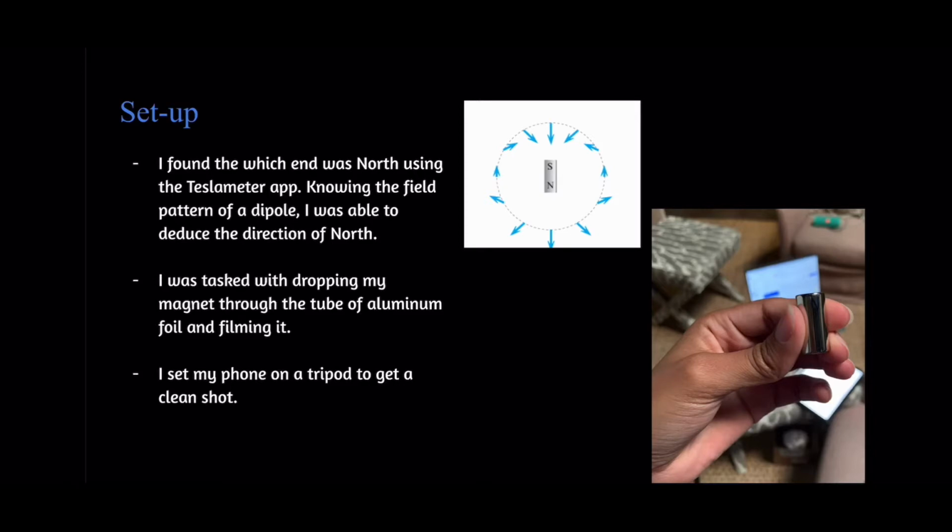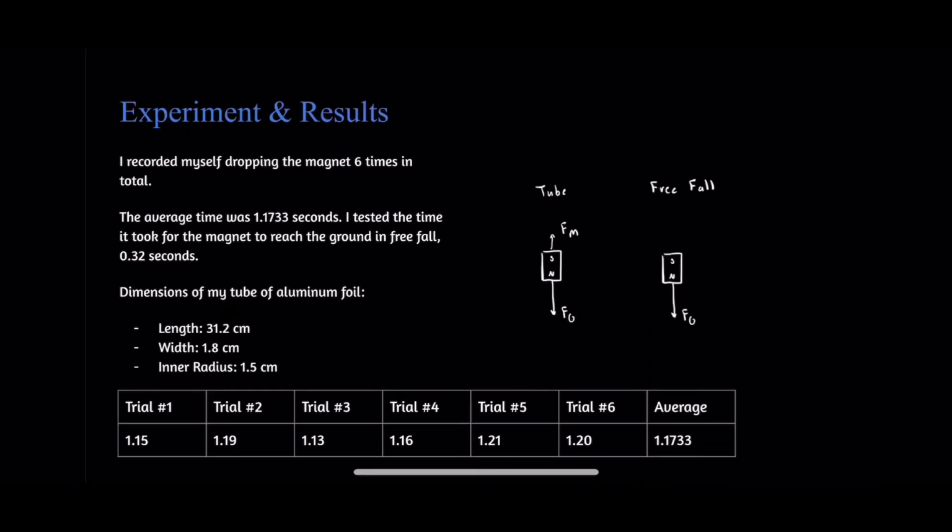After marking north and south on my magnet, I set up my phone on a tripod to get a clean shot in order to find the time. I recorded myself dropping the magnet 6 times in total. The average time was 1.1733 seconds, and my data for each trial is in the chart below.